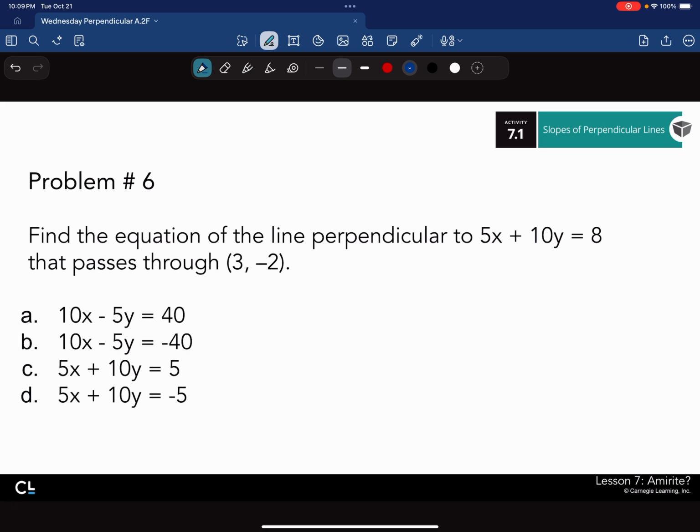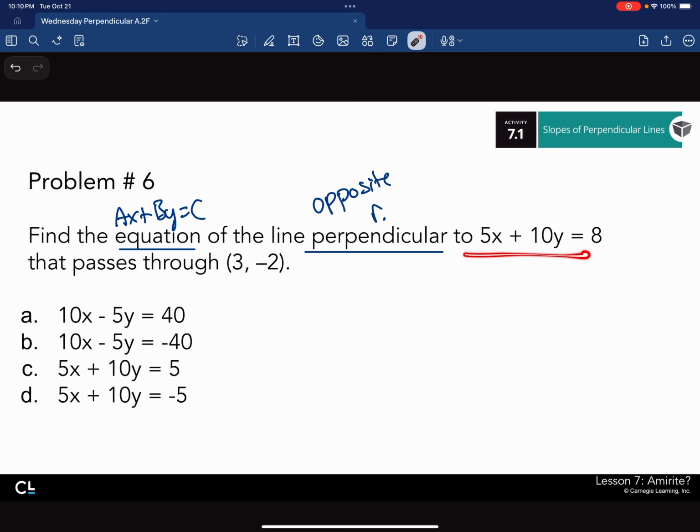Number 6, we're going to do a similar question. It says find the equation of a line that's perpendicular to 5x plus 10y equals 8 that passes through (3, -2). Once again, if you look at all your answers, your equation is standard form, ax plus by is equal to c. The word perpendicular, you should know what it means by now. That's opposite reciprocal. And then again, if it's the opposite reciprocal, that means that our equation is not going to stay the same. So we know right away that the answer cannot be C and it can't be D.